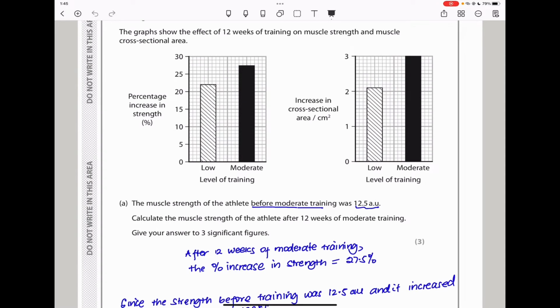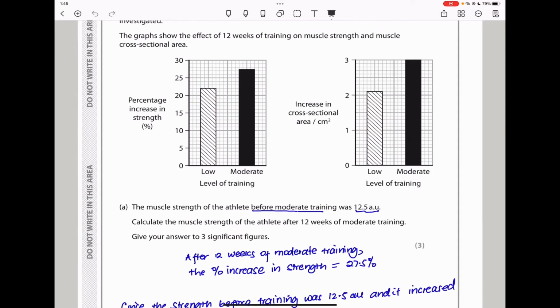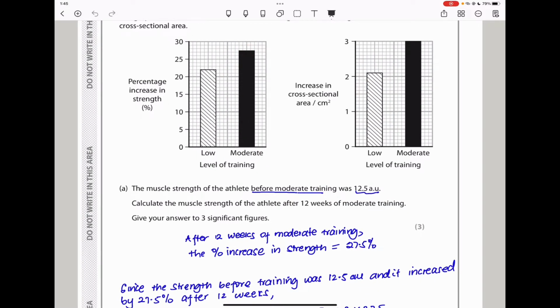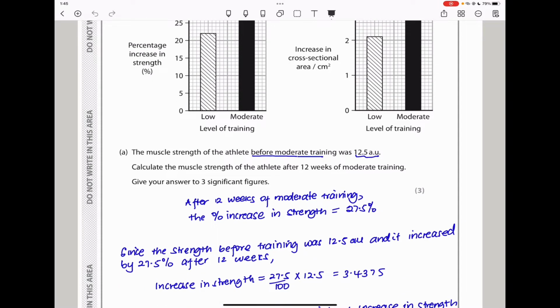Continuing on, they say, the muscle strength of the athlete before moderate training was 12.25 AU. Calculate the muscle strength of the athlete after 12 weeks of moderate training and give your answer to 3 significant figures. Since they are looking for muscle strength, we're going to use this graph here, and we can see after 12 weeks of moderate training, the percentage increase is about 27.5. Since this is the percentage increase, we're going to use the original muscle strength before the moderate training to calculate the muscle strength after the 12 weeks.